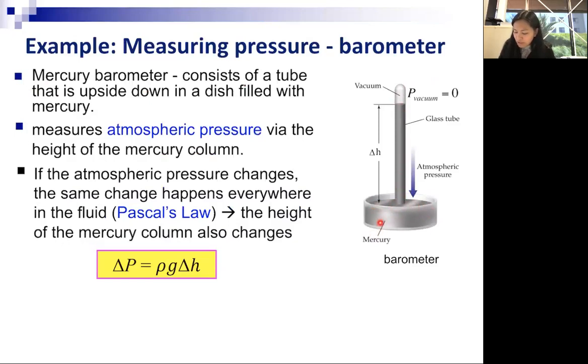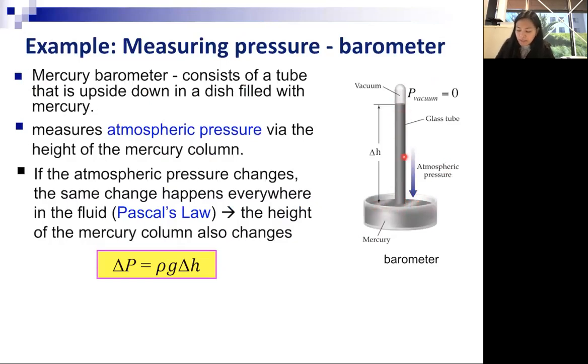So you have this dish filled with mercury. What happens is that the atmospheric pressure will push down on the surface of the mercury in the dish, in this container here. And the atmospheric pressure is exerted throughout the surface of the mercury in the dish, and that causes some of the mercury to be pushed into the tube.